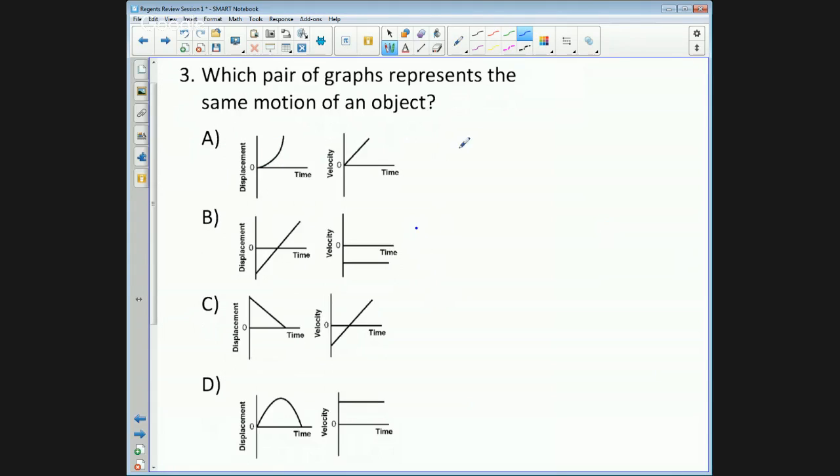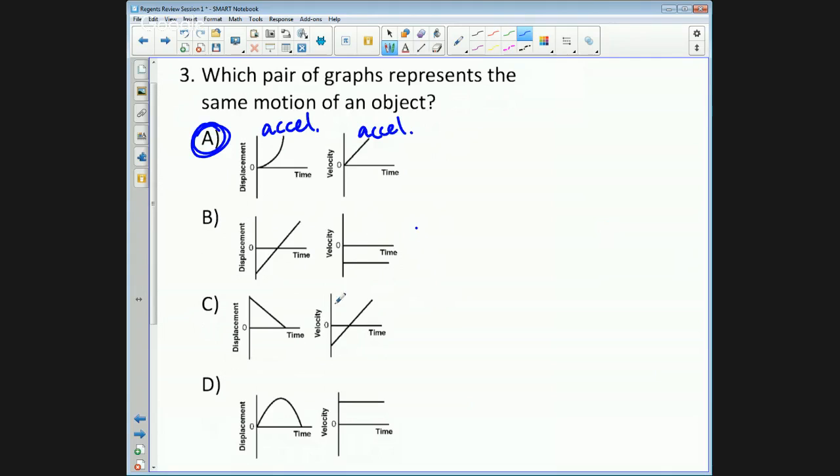Okay, so that means this is some type of acceleration for that displacement versus time graph. And then for the velocity versus time graph, you see that the velocity is increasing as the time is increasing. The velocity is changing, it's also increasing. So when velocity is changing, that means that it's also accelerating. So we both have positive acceleration here, so just by luck, the answer happens to be choice A.